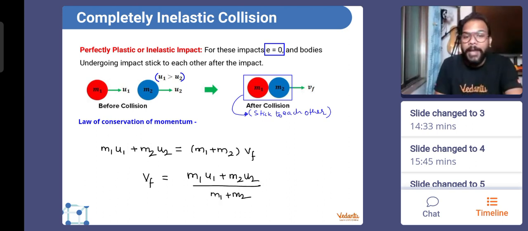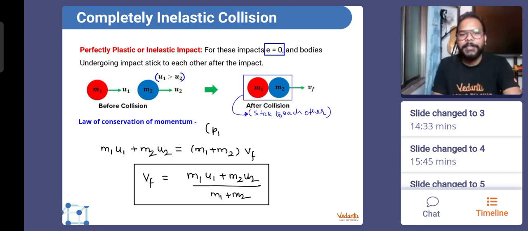The velocity of center of mass. Why? Because the center of mass is not experiencing any external force. That's why the momentum is conserved. And after collision, because they are moving as a single body, the center of mass is also moving with them. That's why the final velocity is the simplest expression: m1 u1 plus m2 u2 upon m1 plus m2. Done. Story ends there.